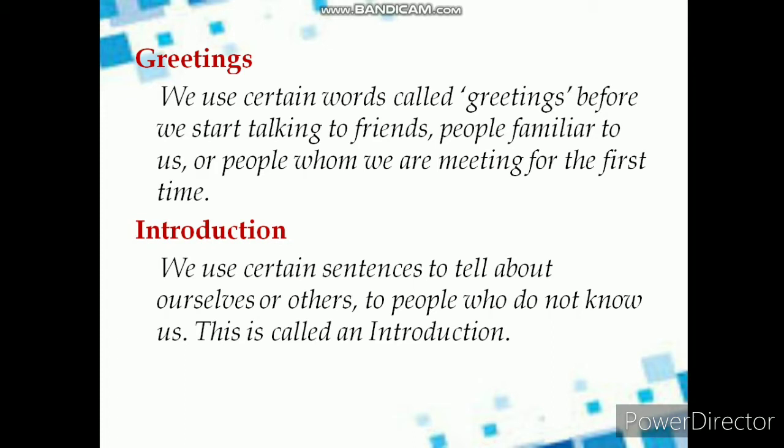Introduction. We use certain sentences to tell about ourselves or others to people who do not know us. This is called an introduction.